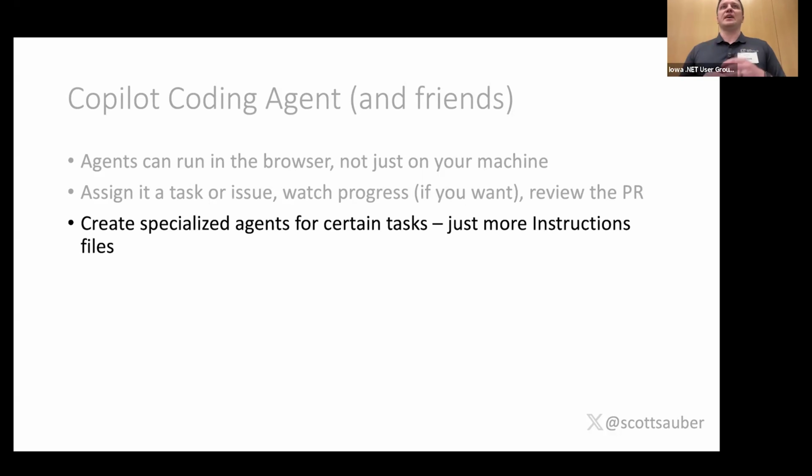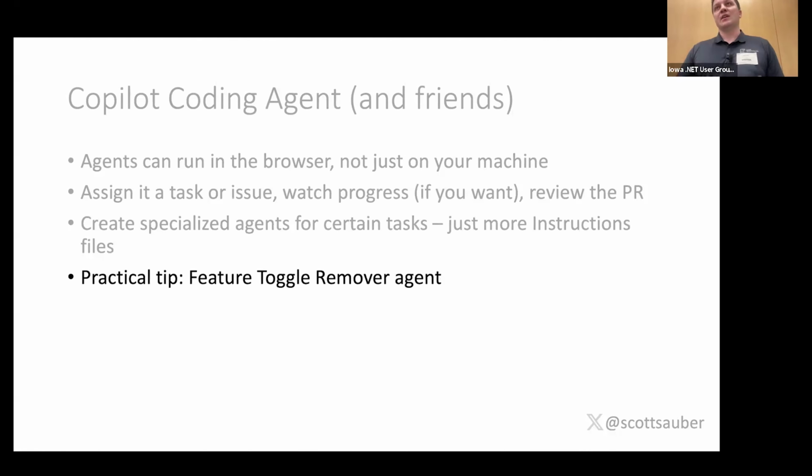Again, it's just Markdown saying, hey, here's how you should behave. And then when you create a task, you can assign that particular agent that task. So for instance, something that we're doing at our clients is we use feature toggles in a lot of places, and we have a feature toggle remover agent. So for those of you using feature toggles, that's usually a pretty tedious thing to do. Usually you're just kind of deleting an if else block and maybe updating some tests and things like that.